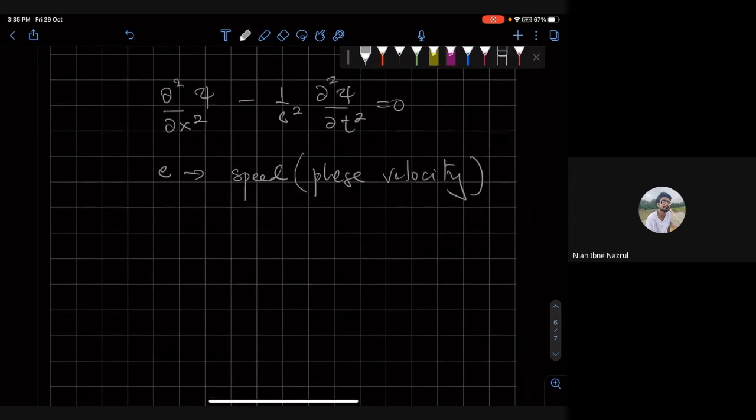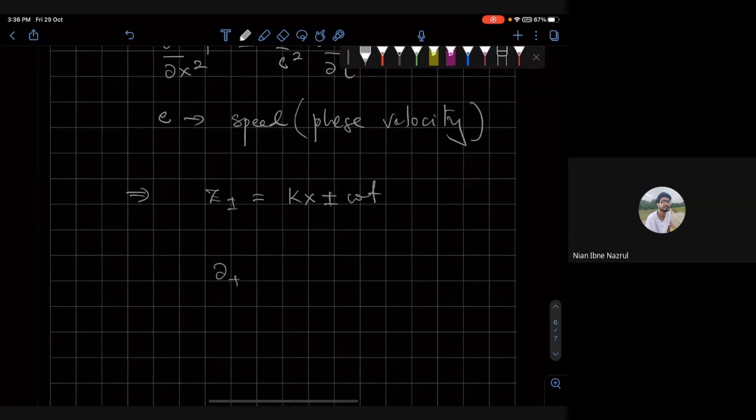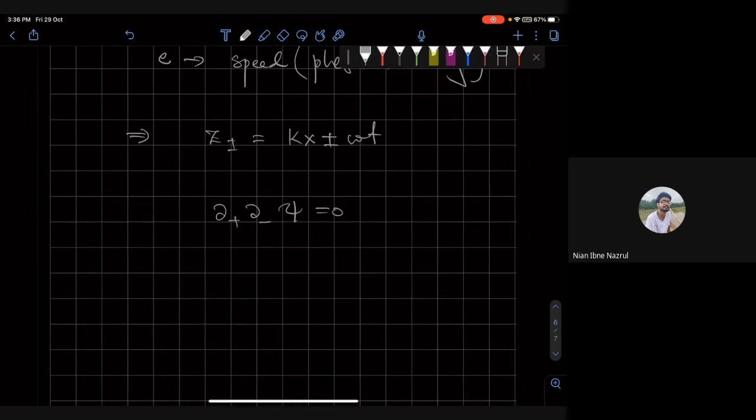Exactly, because we found this really nice coordinate system, z plus and minus, which was kx plus or minus omega t. And if we did this, then the wave equation became this beautiful simple equation. And that meant that the most general solution was a function of a left-moving wave and a function of a right-moving wave.